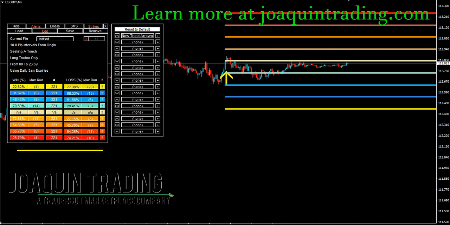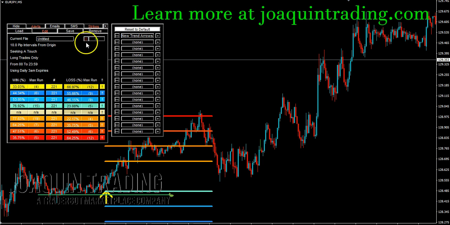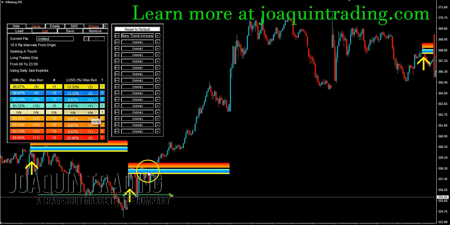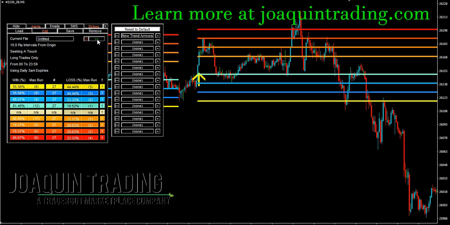We can use this on any chart. Here is a Euro-Yen chart. I can run it. Let's see, does it perform? There you go. I can even run it on maybe stocks. Here's Boeing. Well, I need to adjust the pip value there, but it works on Boeing. It works on maybe an index. Let's go to an index such as the Wall Street 30, the Dow Jones 30, Dow Jones Industrial Average, and you can see that there.